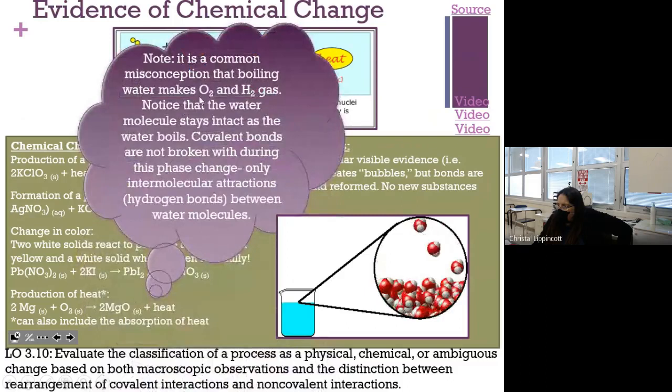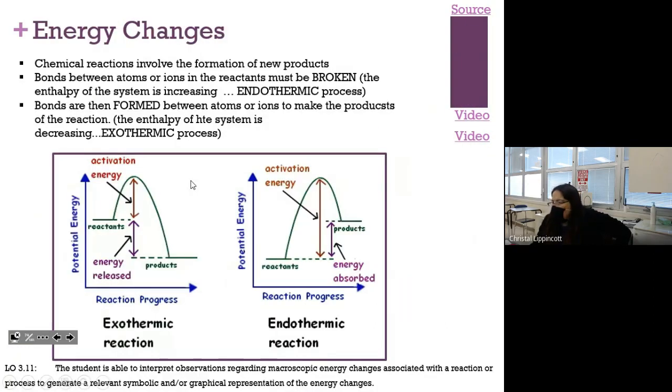Common misconception: boiling water makes H2 and O2. That is not the case. Remember that covalent bonds are not broken during phase changes. Also remember that temperature doesn't change during a phase change. I gave my pre-AP kids their test today and yesterday, and I've got several of them still telling me that during a phase change the temperature changes. That is not the case. Remember, we're just reducing or reestablishing those intermolecular forces.